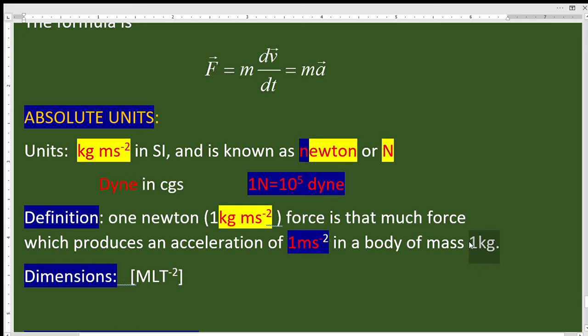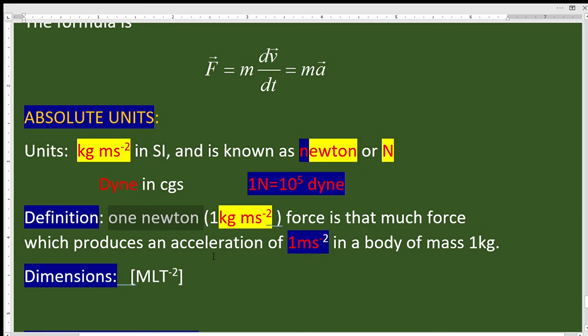So now you know 1 kg, and 1 meter per second square acceleration is produced in that 1 kg. Now that acceleration you can understand: your speed is changing by 1 meter per second in 1 second. So if you have 1 kg of something and you apply some force, and its velocity changes by 1 meter per second in each second, that means 1 meter per second square. Then the force you applied was 1 kg meter per second square, that is 1 Newton. So this is the definition of 1 Newton.